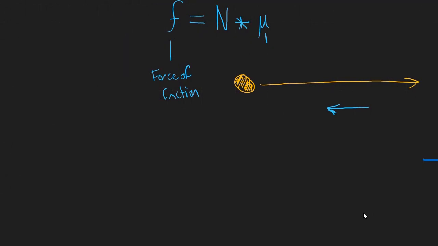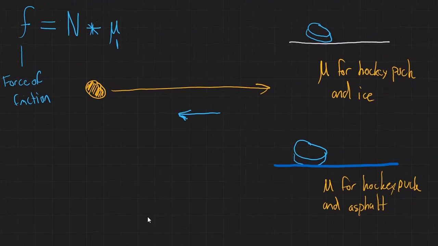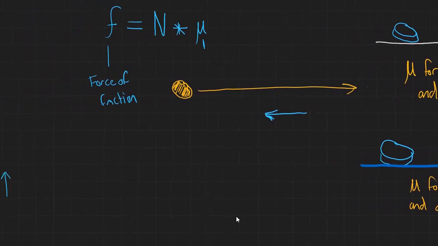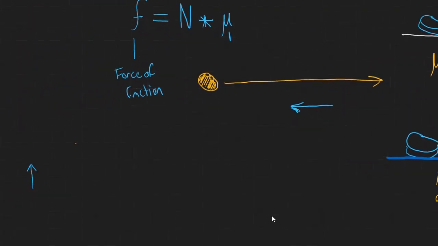So normal force. The normal force is essentially the force that's pushing up on an object, right? So actually, let's stay here. Let's say we've got our hockey puck, and it's on a flat horizontal surface, right? Let's say the hockey puck weighs 3 kilograms, right?